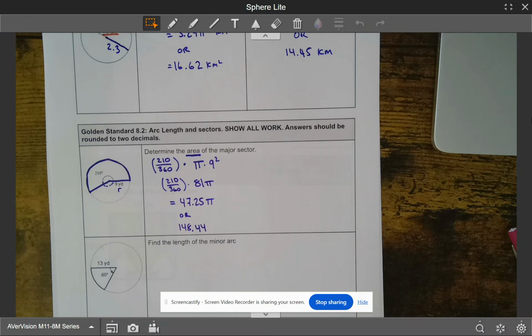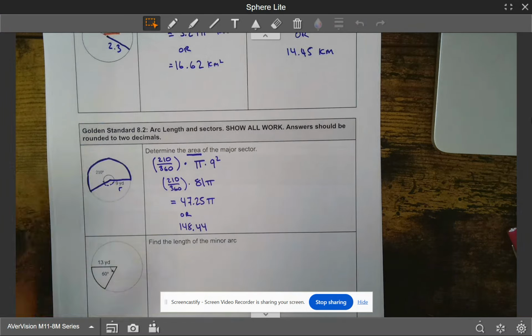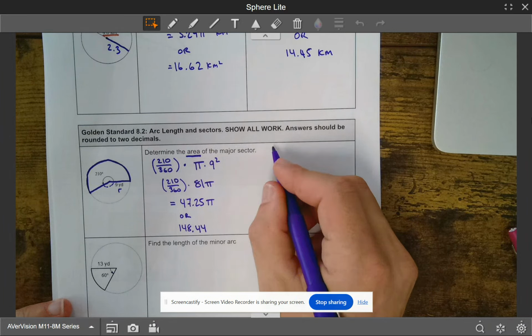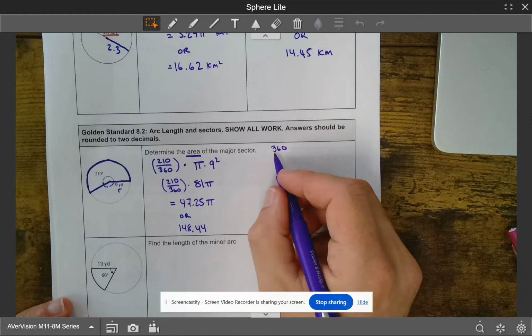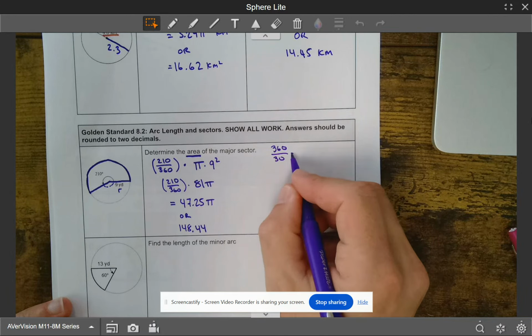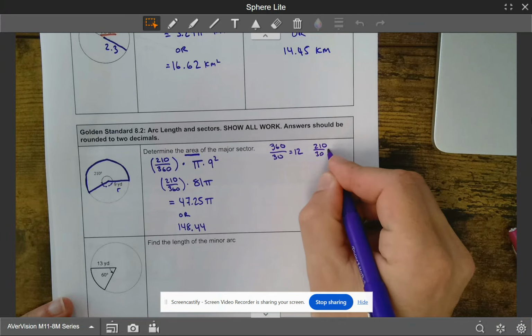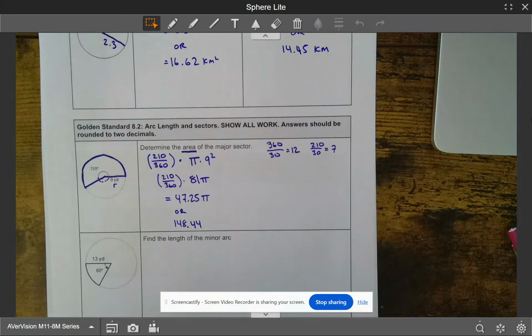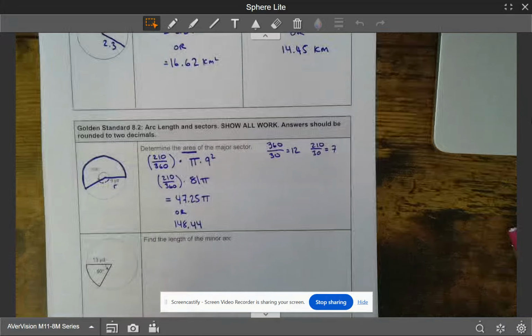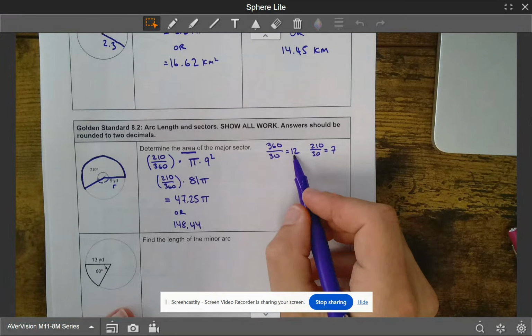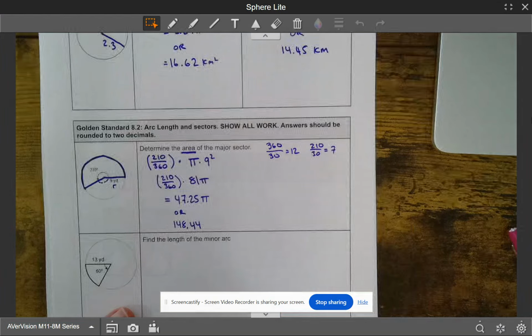Okay. The other way would be to think about, well, how could I split this 210 degrees up? Well, here, what goes into 210? Well, we could say, okay, 360 divided by 30 is 12. 210 divided by 30 is 7. So 7 of the 12 slices are in here. So if we find the area of one of the 12 slices and multiply it by 7, we'll be good.